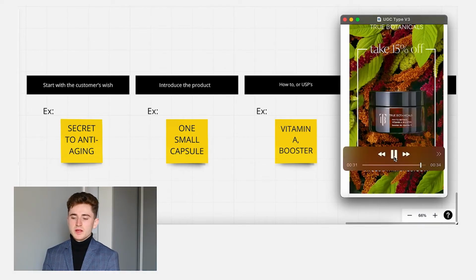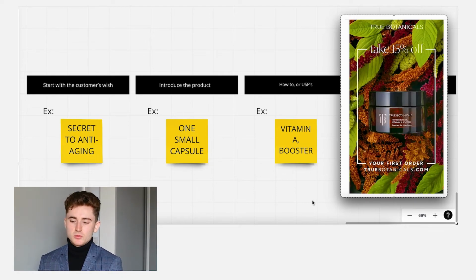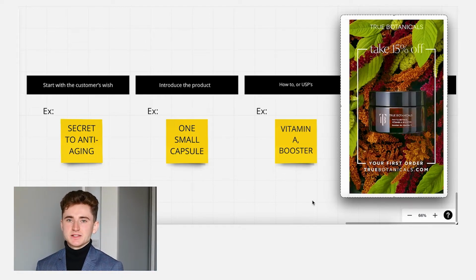And as usual, we finish with a call to action. So here they also incorporate an offer, take 15% off for your first order, which is quite powerful. And of course, for a good chunk of the audience, they are looking for offers and they are price sensitive. So this is going to be that final touch so they can start taking action.